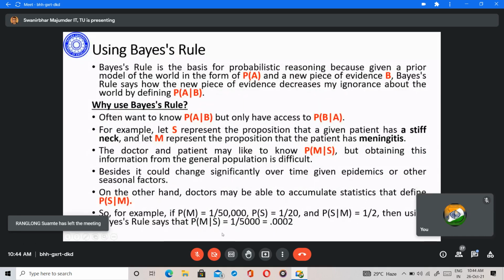Okay, so here we are applying the Bayes formula. And what is the Bayes formula? You have 1 by 50,000 and you have 1 by 20. So 1 by 20 times P(S) divided by P(M), and P(M) times P(S|M) divided by P(S)... so you have this 1 by 5,000. Okay, clear? Yes, sir.